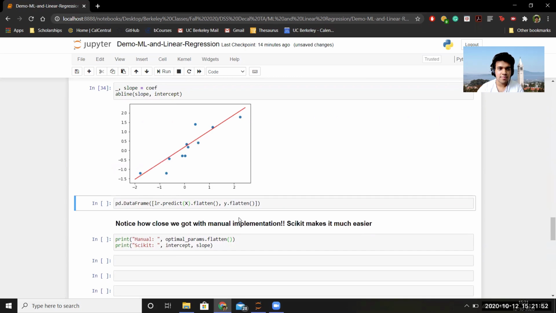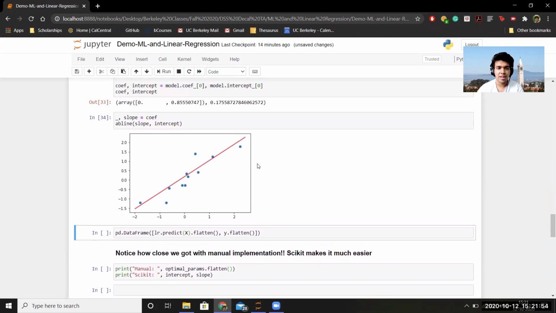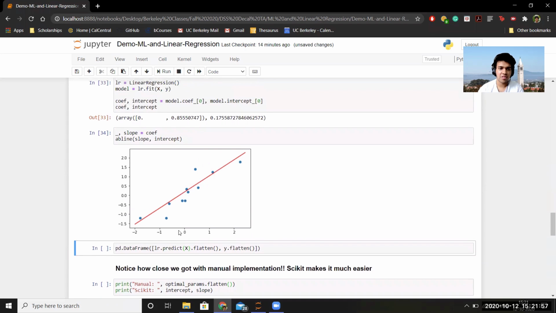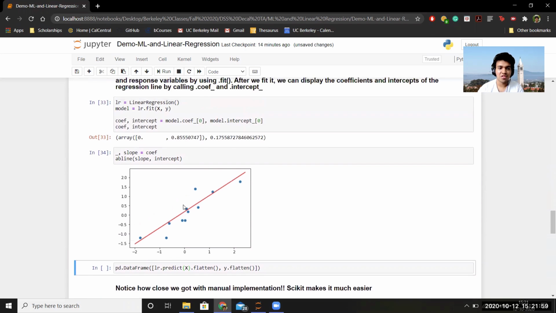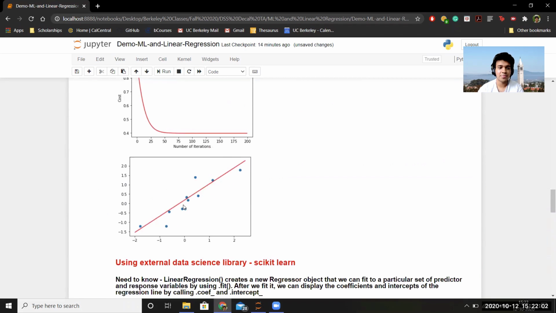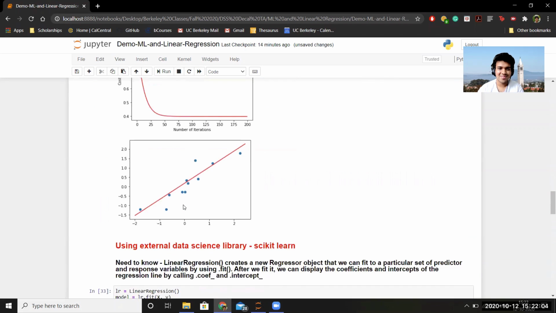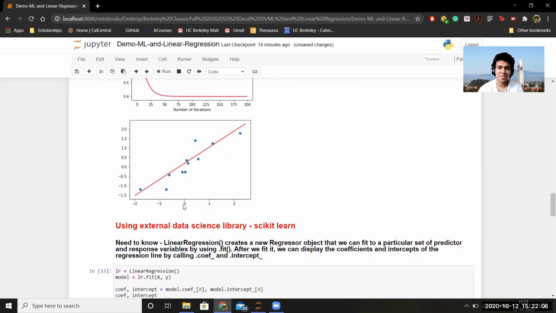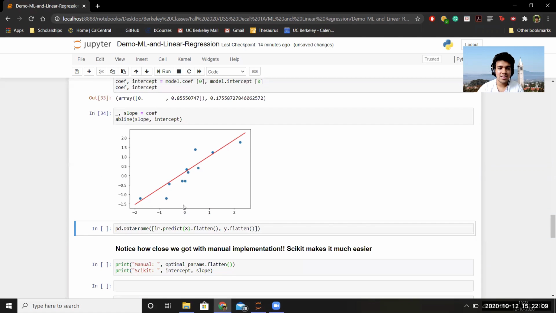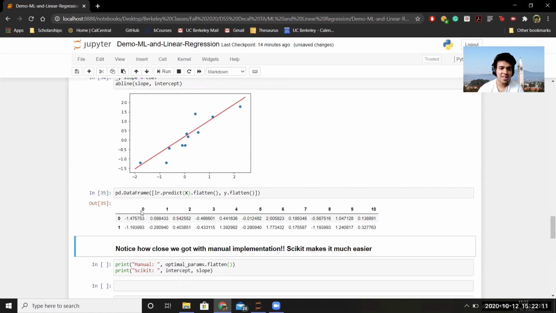If we plot it out, I've created a function called AB line that just plots out the line. You can see a graph that looks very, very similar to what we had over here, which is quite cool, that the external data science library seems to do exactly what we just did. And if we predict values in our training set, we notice that these tend to be very similar. So we have a fairly negative value over here, a fairly negative value over here, a very small positive value over here, a fairly small negative value over here, moderately positive, and it goes on. So it seems to be doing a fairly good job.